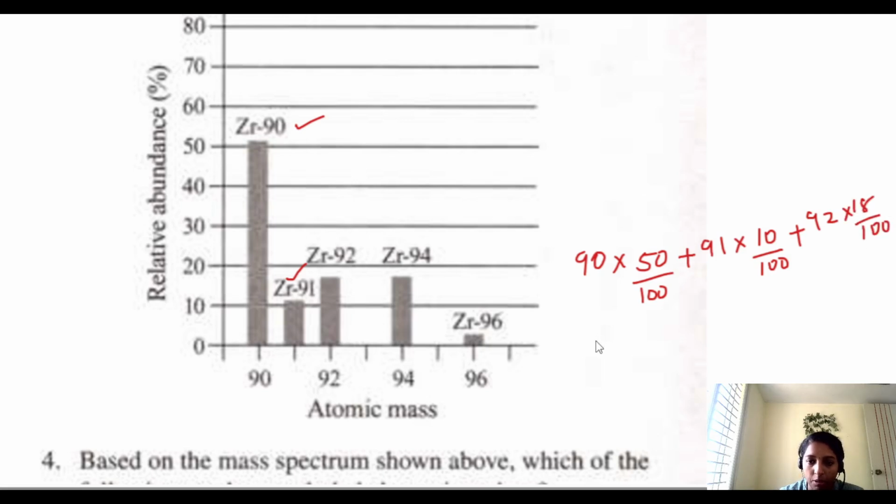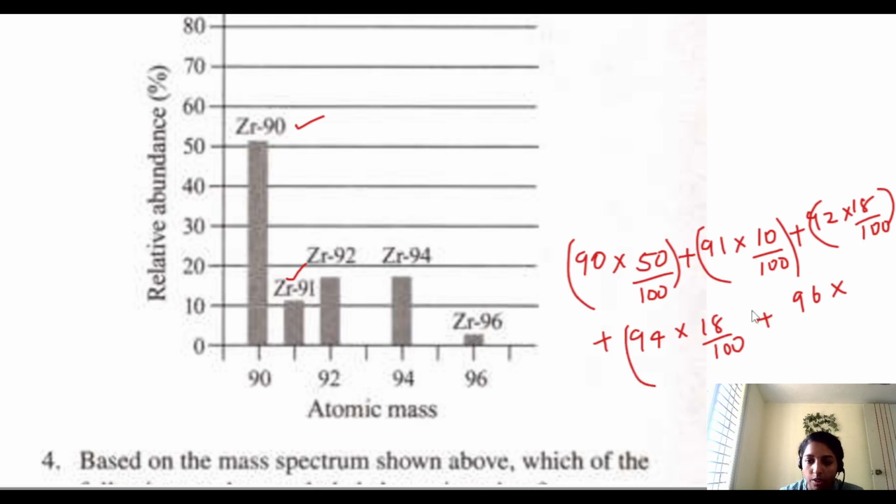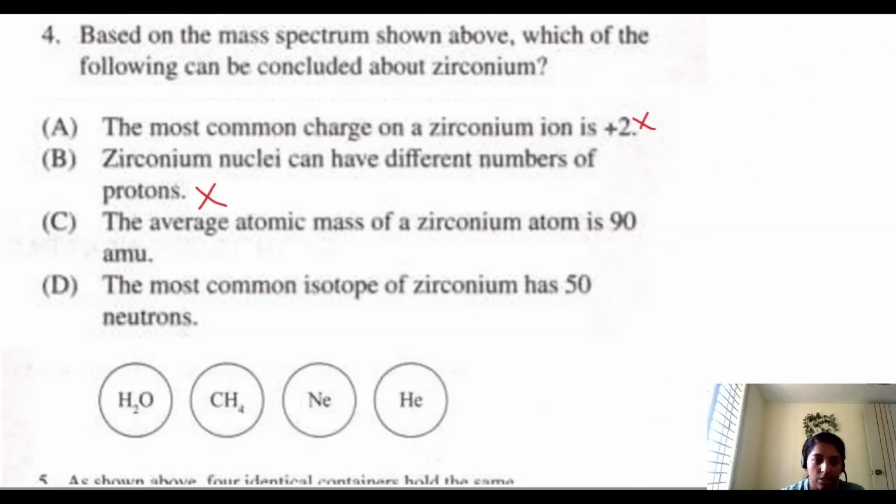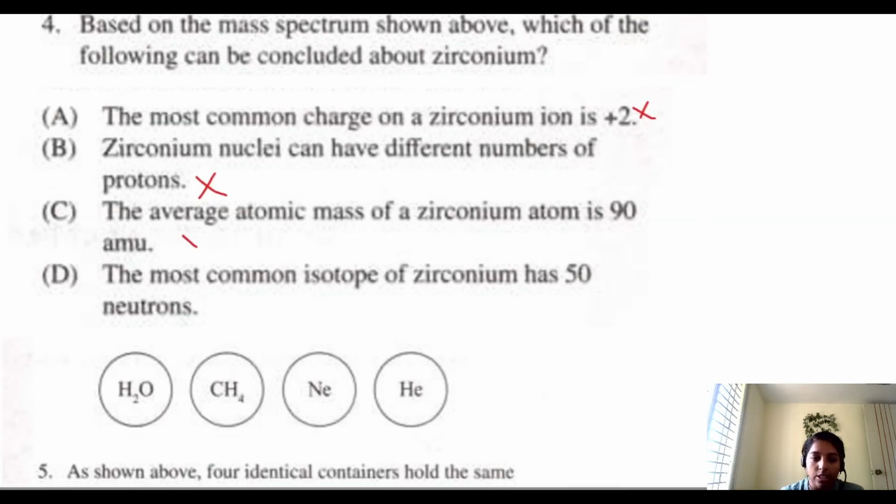plus 94 times, again say 18 over 100, plus 96 times the remaining number. Whatever the remaining number is, you can write some 5 or something like that. I just didn't count the number, I'm just supposing, so maybe 4 over 100. This whole calculation will give the average atomic mass. Otherwise you can't say it is just 90.